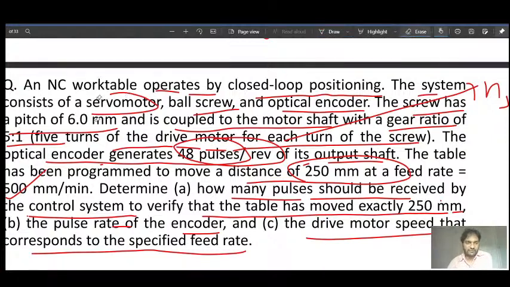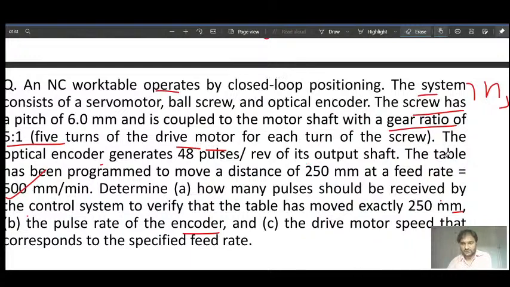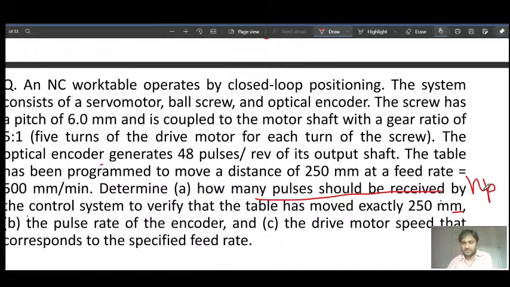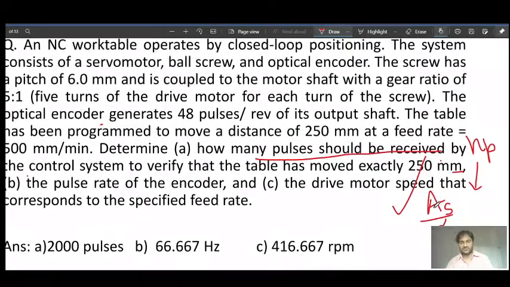If you have the formula, you can directly use it for control resolution. First, simply find the pulses that should be received, NP, the number of pulses. If you can find AS by alpha, you can directly use it. And how will you find the AS value?